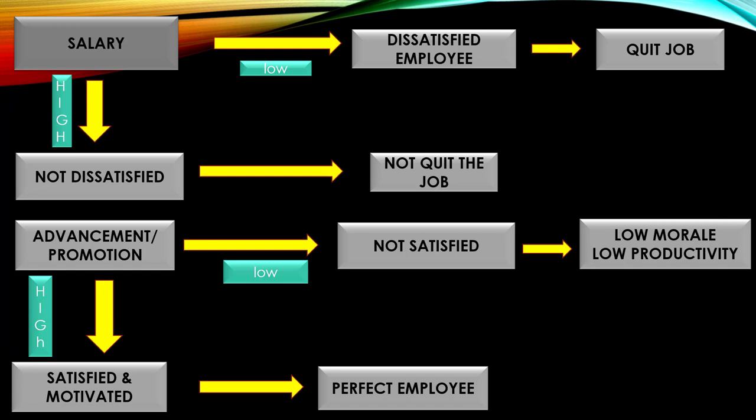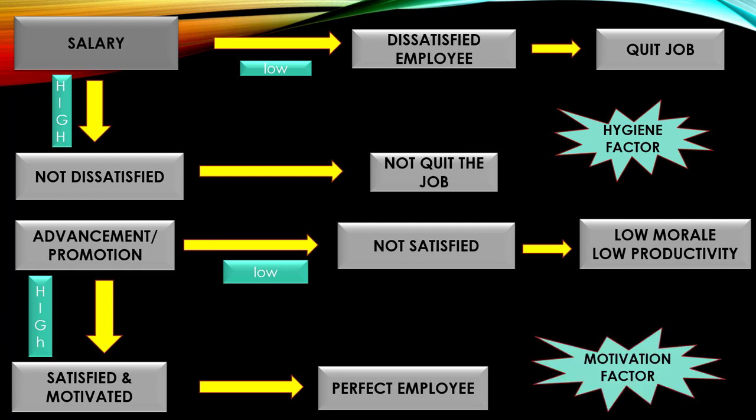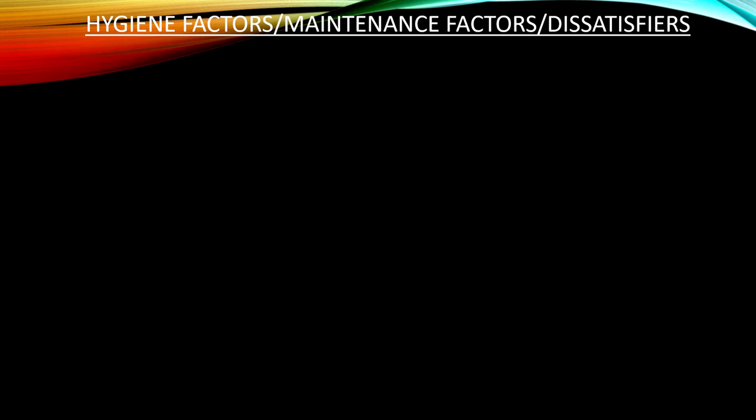Even though the chances of promotion were less, the employee was not dissatisfied. Now, this is what Herzberg said: there is a certain set of factors like salary which can only affect the dissatisfaction level of the employee, and there is another set of factors like promotion which can affect the satisfaction level of the employee. And salary here is the hygiene factor, whereas promotion is the motivation factor. I hope the concept of satisfaction, dissatisfaction along with hygiene and motivation factors is clear with the help of this example. Now let's see what hygiene factors are in detail.